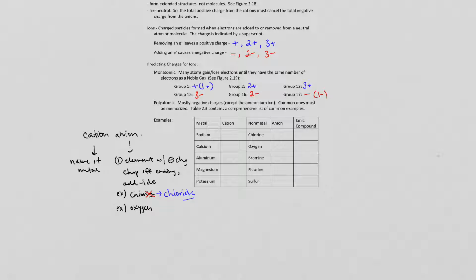Another example: oxygen. Chop that back part off, and we get oxide. So keep the prefix, change the suffix to IDE. Or situation 2, we can have a polyatomic ion, which you will name later.